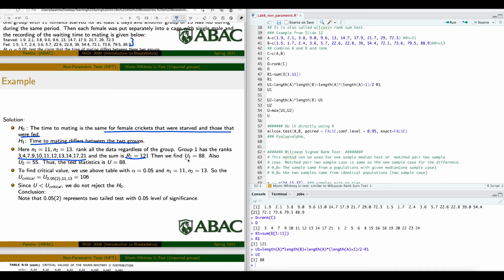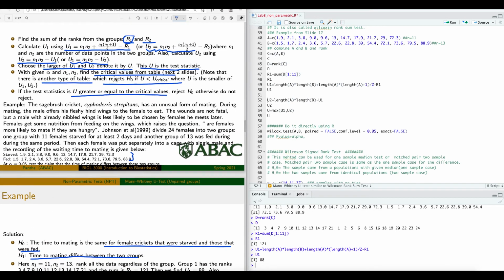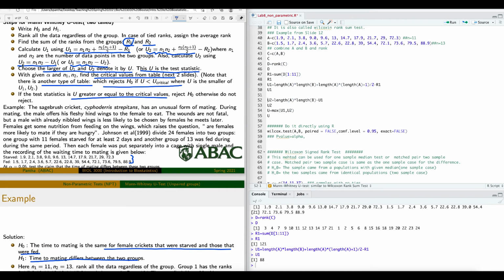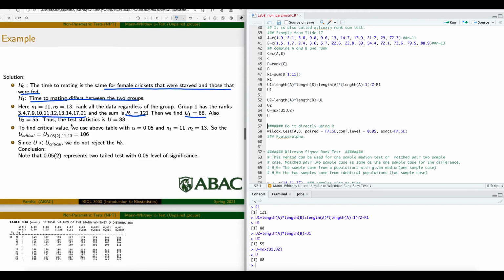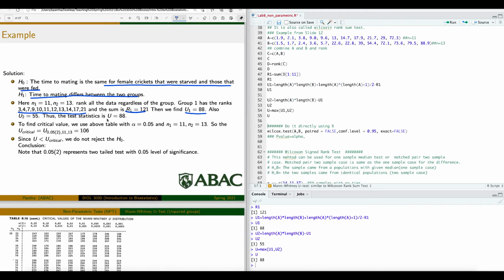That is 88. Now, what is U2? Whenever you use this formula for U1, you need to use this formula for U2: N1 times N2 minus U1. Look at this. N1 is the length of A, N2 is the length of B, meaning how many data points are there, minus U1. That is U2. So U2 is 55. So U is the maximum of U1 and U2. You see that? Choose the larger of U1 and U2 and denote it by U. So U is 88. Here we got U equals 88.